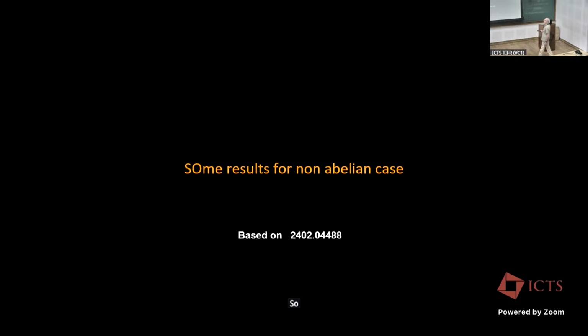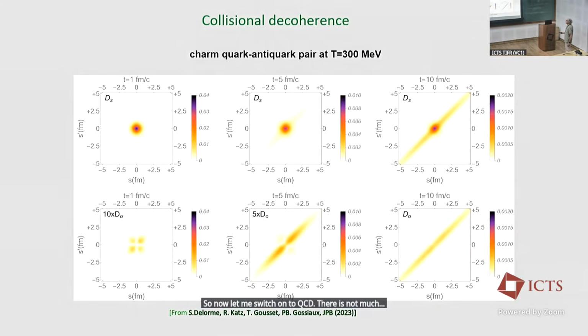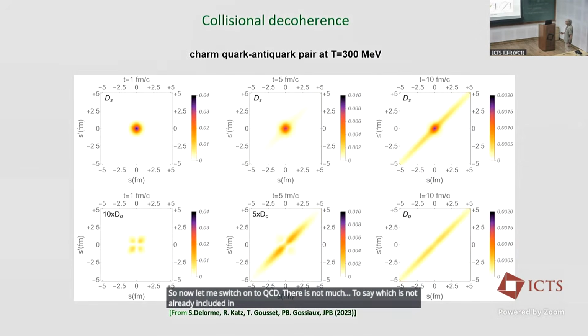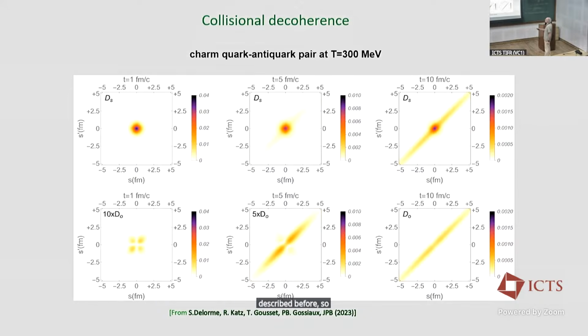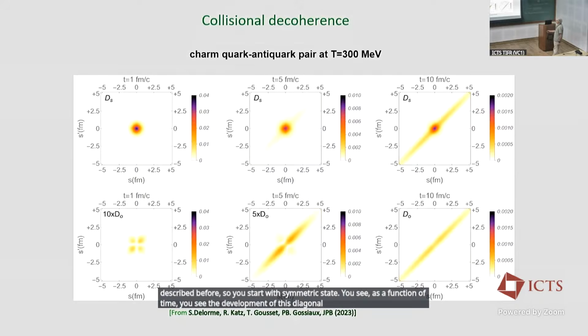So now let me switch to QCD. There is not much to say which is not already included in QED. This is the same type of evolution for now. The density is a singlet density matrix or the octet density matrix. So this is again S S prime in the coordinates I described before. You start with a symmetric state. You see, as a function of time, the development of this diagonal structure, whether it's octet or singlet. It's the same physical phenomenon.